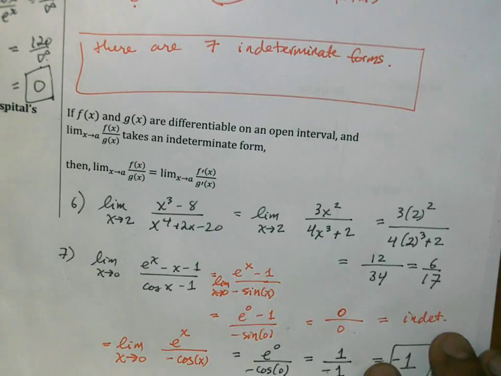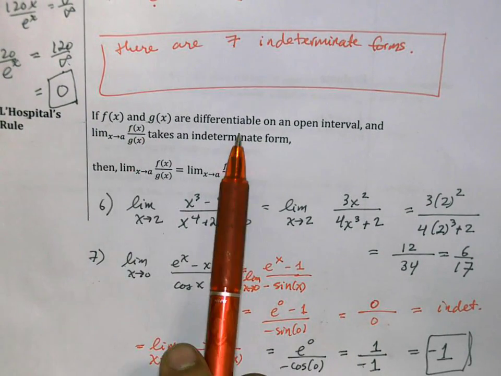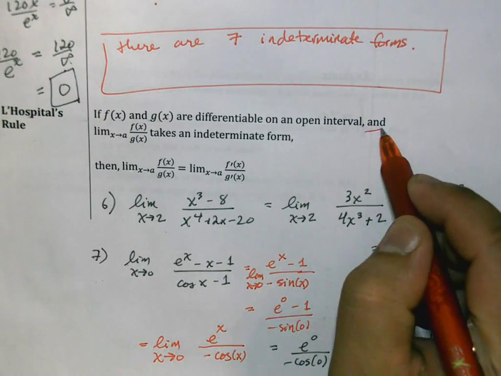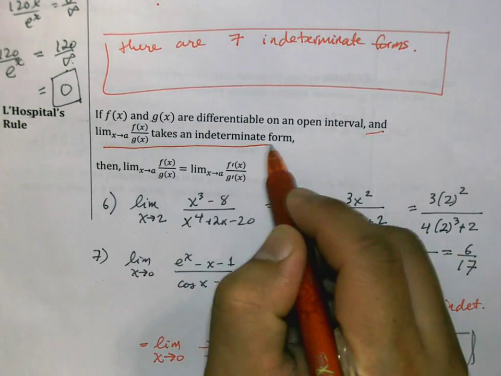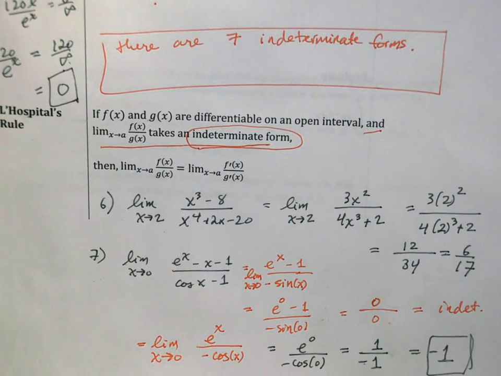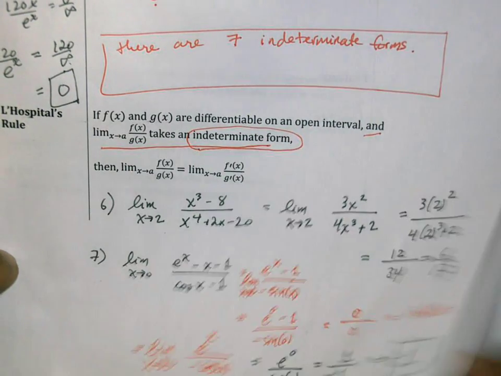So it's worthwhile looking back at the conditions of L'Hopital's rule, when it applies. If f and g are differentiable, our function in this case is differentiable, and the limit takes an indeterminate form. Okay? So it must take an indeterminate form before we can apply L'Hopital's rule. If it does not take an indeterminate form, you do not want to apply L'Hopital's rule.